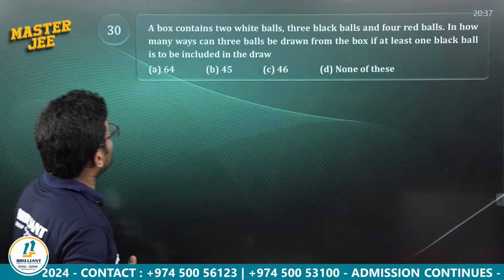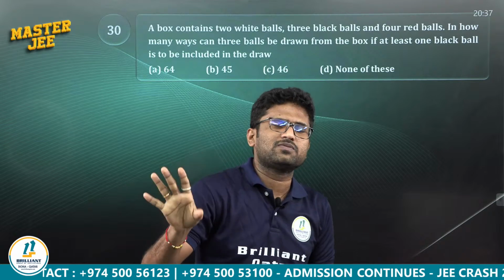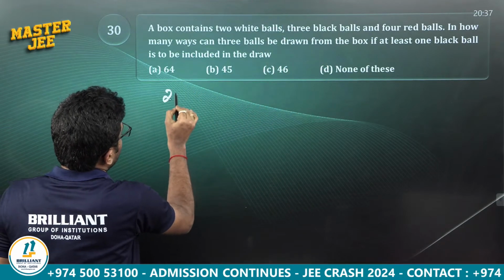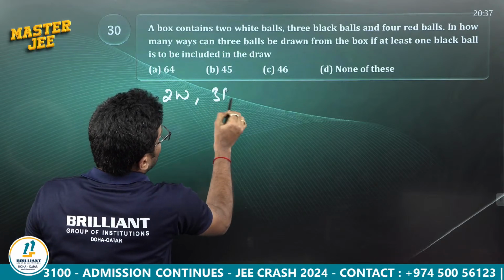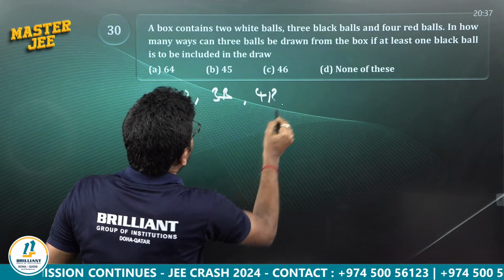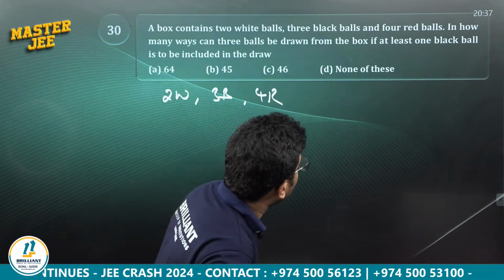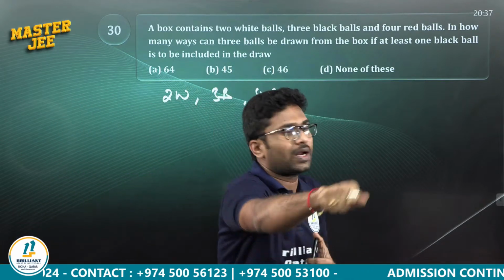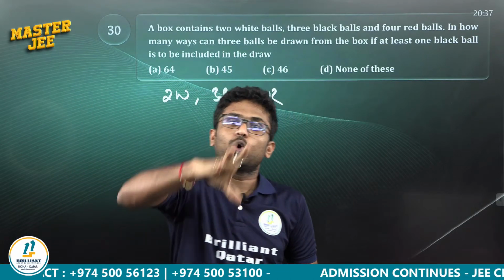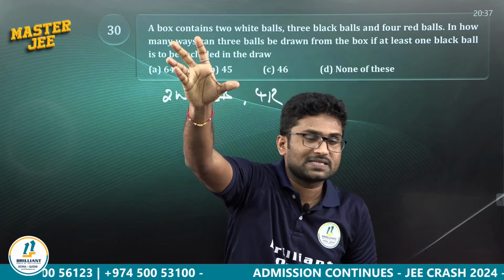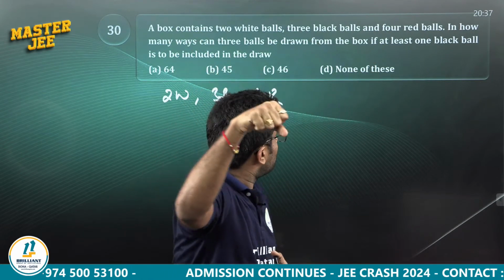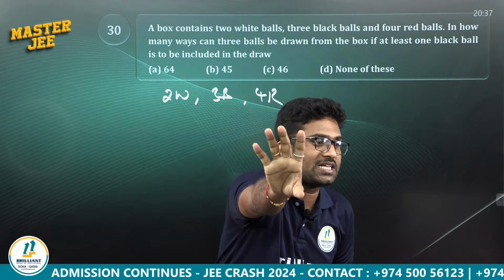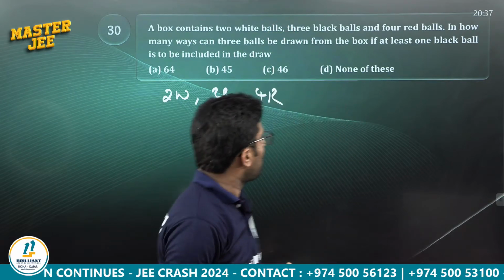Last question for today's session, guys. Very simple one. The box contains 2 white, 3 black and 4 red balls. In how many ways can 3 balls be drawn such that at least 1 is a black ball? Again the same: total minus the number of ways of drawing 3 balls which do not include any black ball.